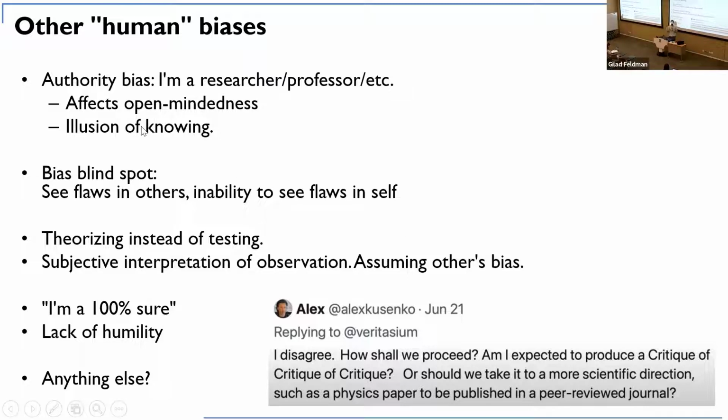So the biases that I observe here with a UCLA professor who's supposed to be all about evidence and science is, first of all, authority bias. I am a big researcher, you're a YouTuber. I know because I've spent my entire career working on this. So it can't be that some YouTuber just comes over and proves something to me. And this really affects open-mindedness and illusion of knowing. This again goes to the bias blind spot.